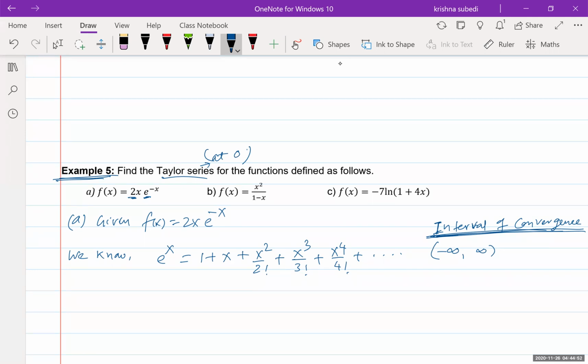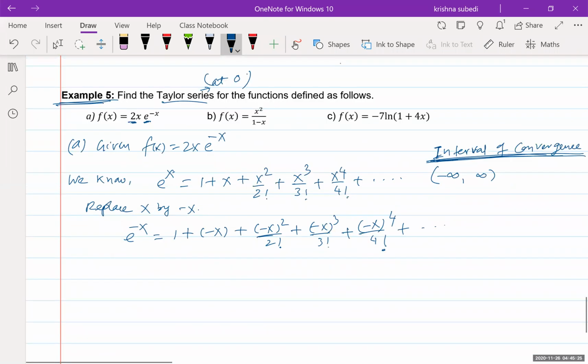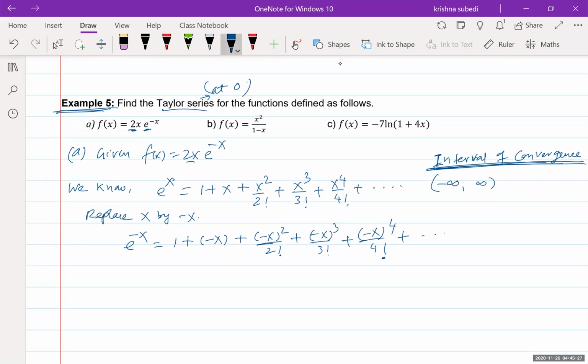Now, what is the difference here is that we need e to the negative x, not x. So replace x by negative x, so that it will give you e to the negative x. You replace every x by negative x, you're going to get 1 plus negative x squared over factorial 2 plus negative x cubed over factorial 3 plus negative x to the power 4 over factorial 4 plus, like that. Now we are not done yet, so there is still 2x more.